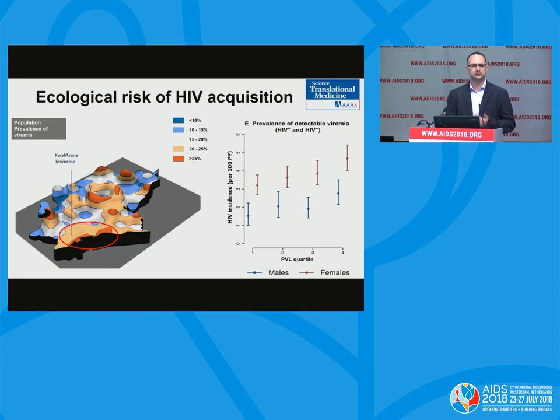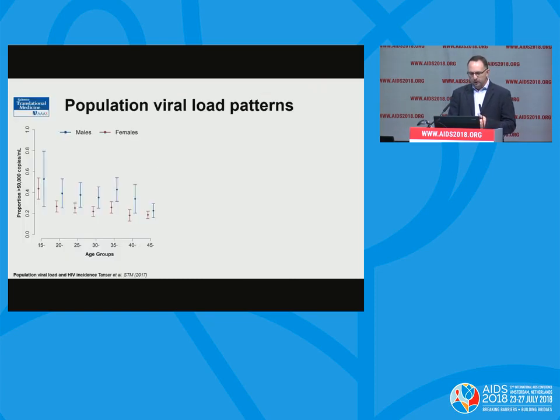That is an ecological relationship, but when one does it at an individual level and controls for various risk factors, that relationship holds. So there's a lot of potential for these sorts of indices in terms of identifying the most vulnerable communities and intervening in them. What is really striking in terms of the viral load, and again, this is population-based, not people who are attending care, this is population-based field workers going around testing from door to door.